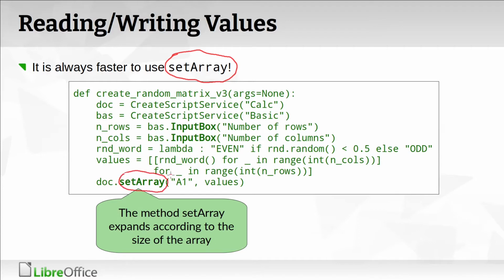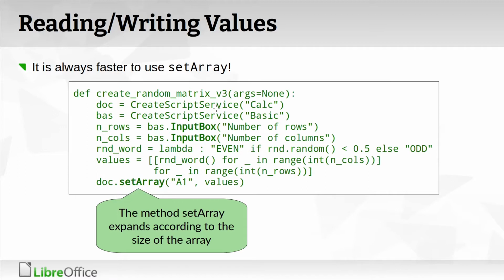So we specify a starting address, and then we pass a matrix, which in Python can be a list of lists. Here I create a list of lists containing the odd and even strings randomly, and the setArray inserts the values all at once. So we create this matrix separately, and then all at once we insert these values into the sheet. This is why this method is much faster.